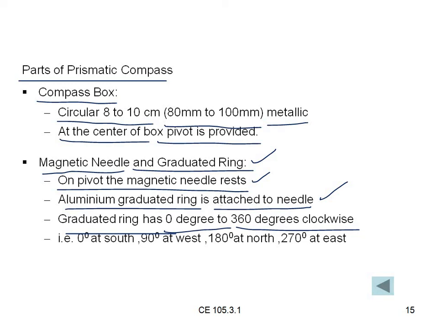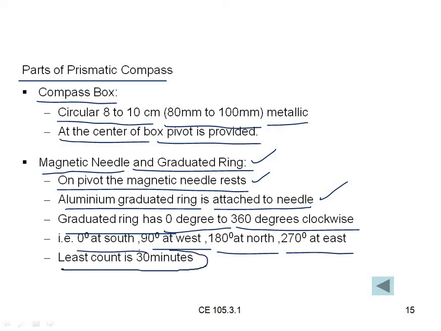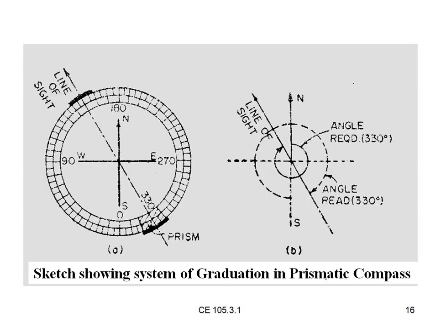So here we can see 0 degrees at south, 90 degrees at west, 180 degrees at north, 270 degrees at east. So the least count is 30 minutes. So this is a very important question. For the compass, the least count measurement is 30 minutes.